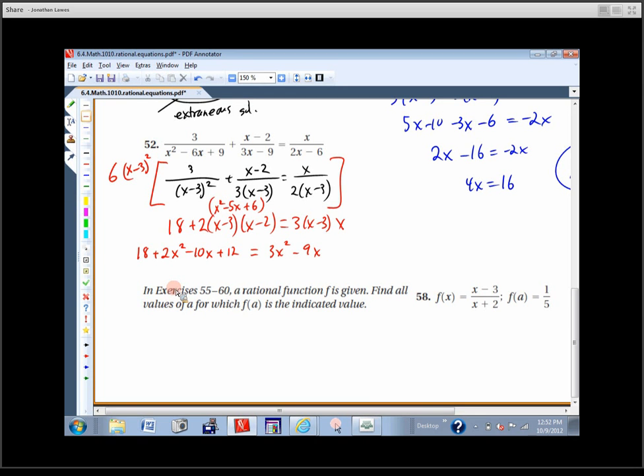Okay, how many vote for right? How many vote for left? Okay, more votes for left. Not a problem. You can do it on the left, but let me show you why the right might be a little bit better. Okay?